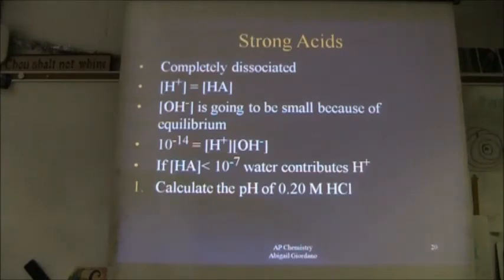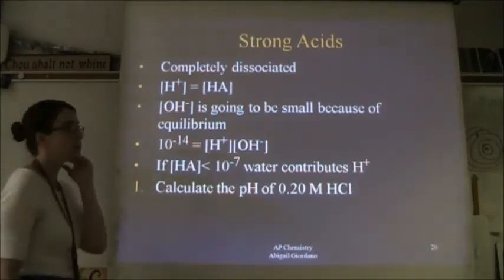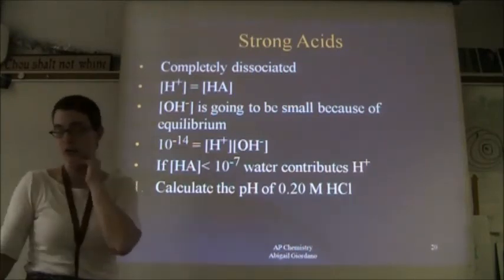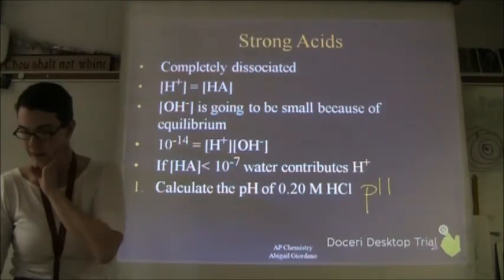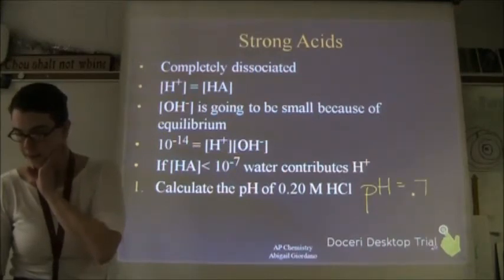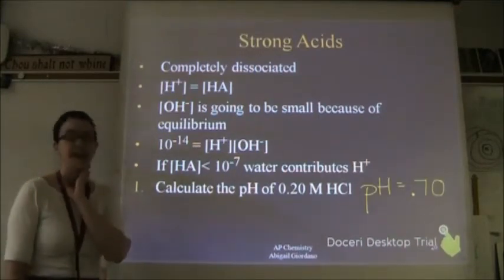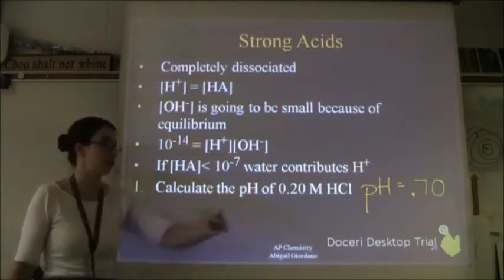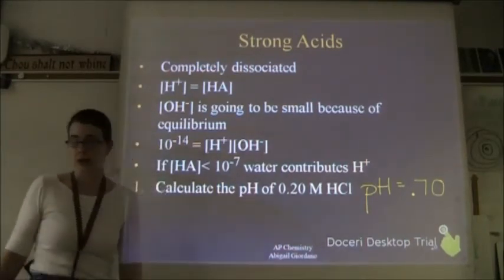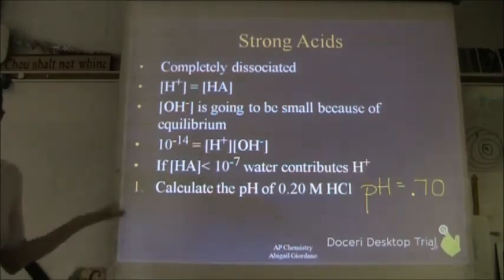How many decimal places should my pH have? Okay, so round to 2. What do you get? You got it. Is that an acidic pH? Yes. You bet. And it should be. Okay? And that's it.